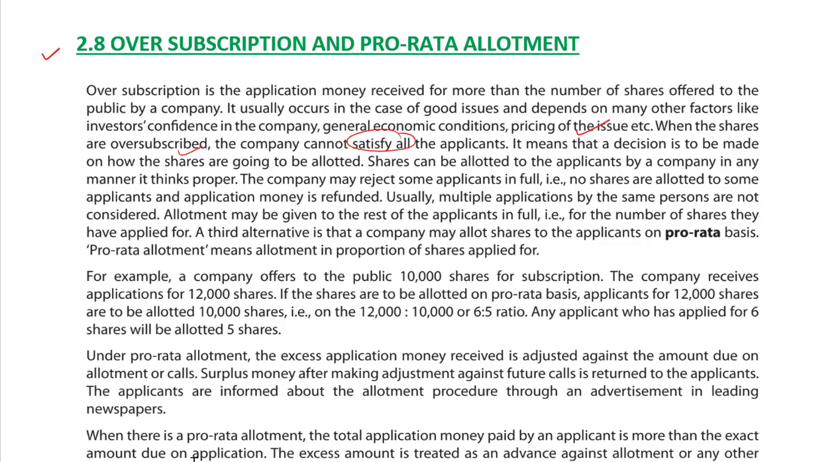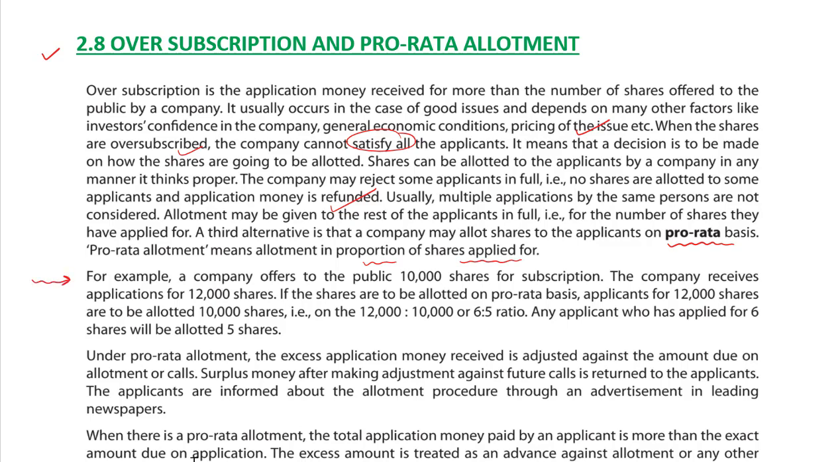The company may reject some applicants in full, that is, no shares are allotted to some applicants and application money is refunded back. Usually, multiple applications by the same person are not considered. Allotment may be given to the rest of the applicants in full for the number of shares they have applied for. A third alternative is that the company may allot shares to the applicants on pro rata basis, partially. Pro rata allotment means allotment in proportion of shares applied for.